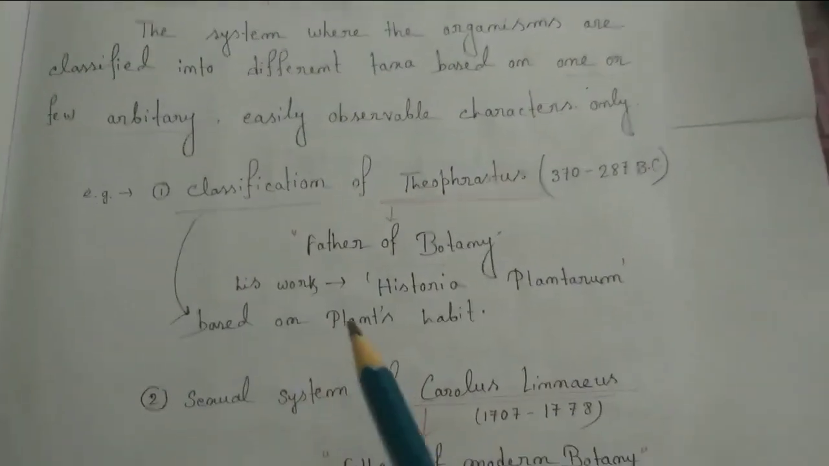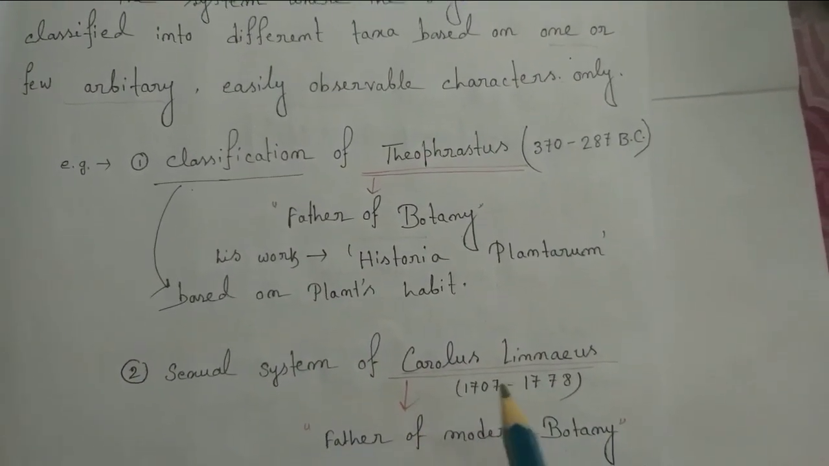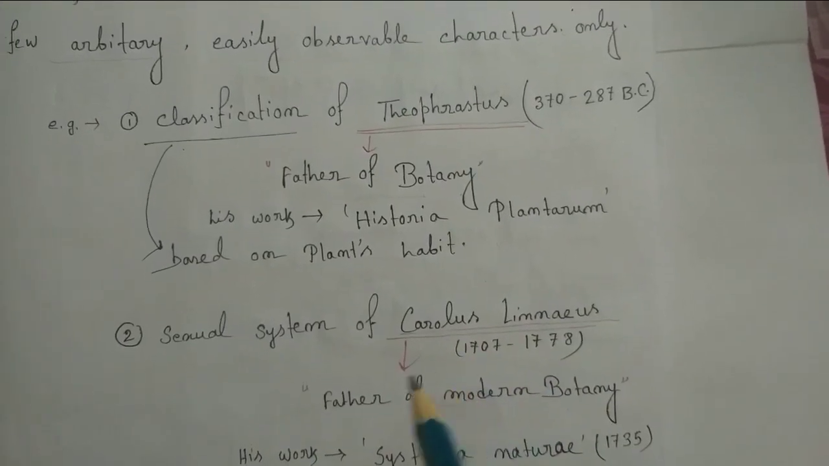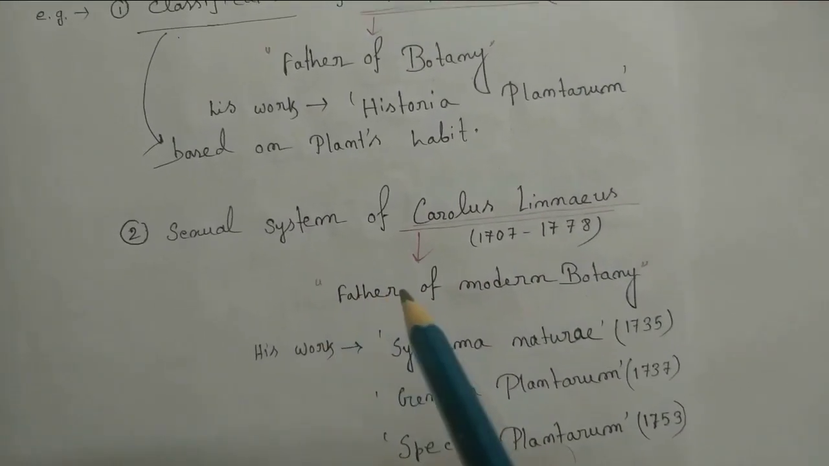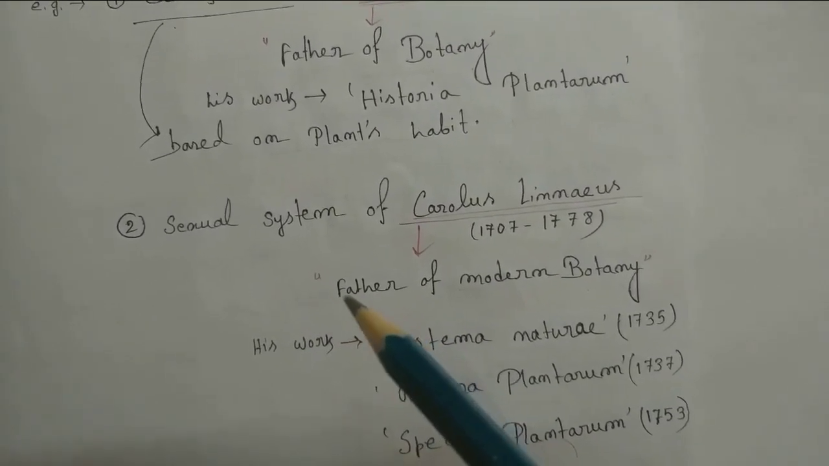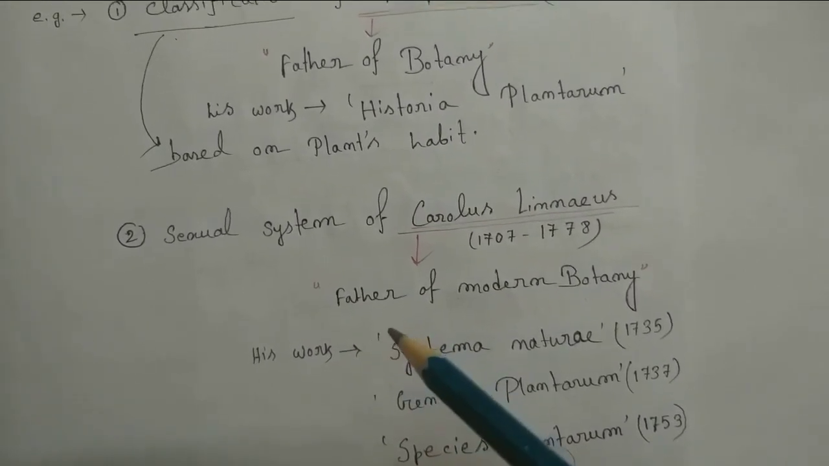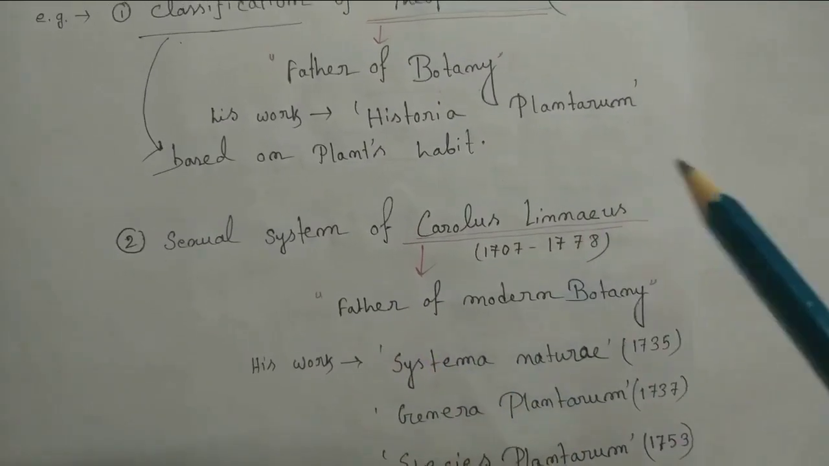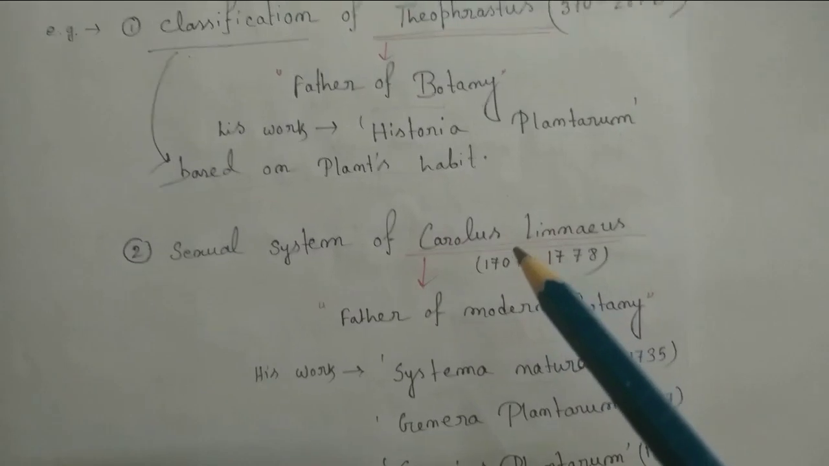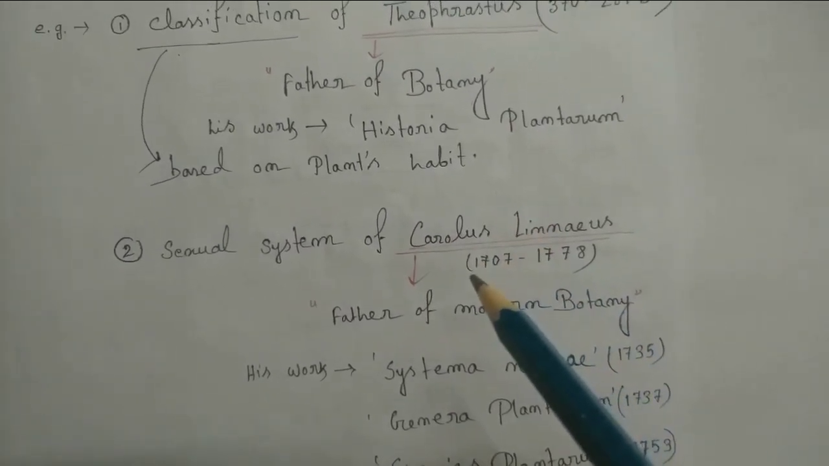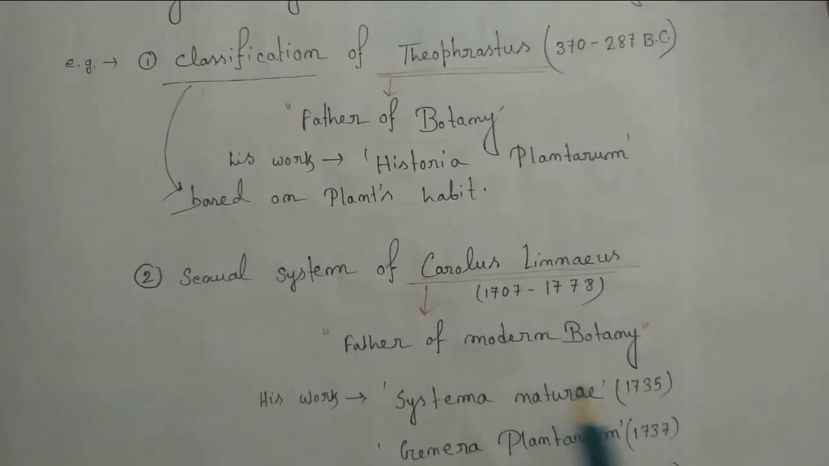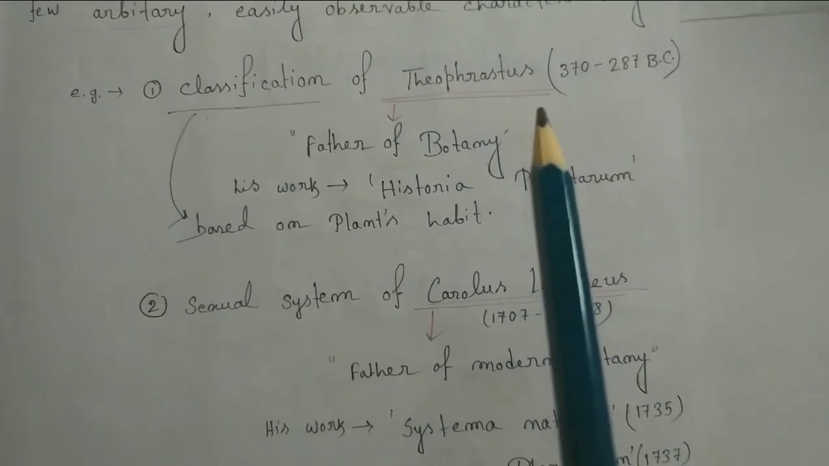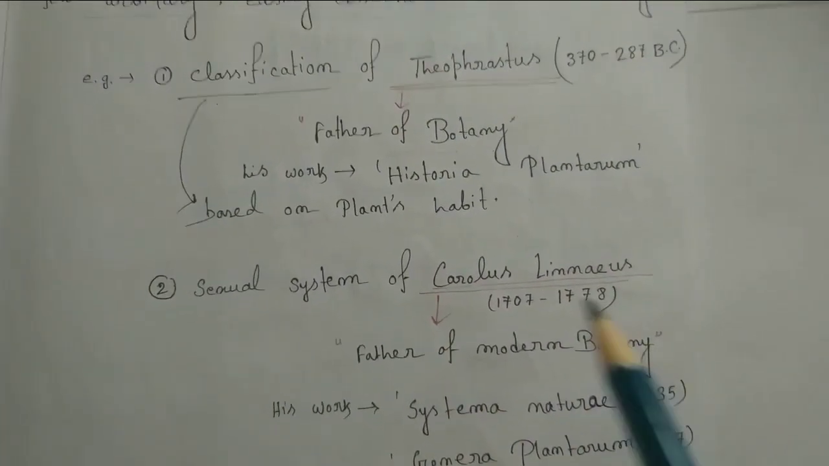The next example of the artificial system is that of Carolus Linnaeus, and it is also called the sexual system. Why? Because he grouped the plants based on the number of sexual parts of the flower, that means the number of stamens and carpels. Carolus Linnaeus was a Swedish naturalist, and for his outstanding contribution he is called the father of modern botany. So the father of botany is Theophrastus, but the father of modern botany is Carolus Linnaeus.